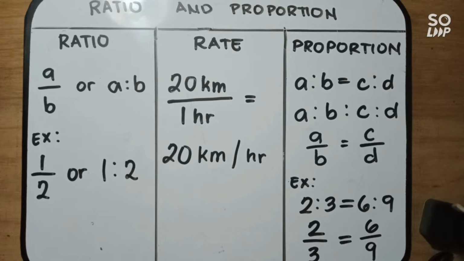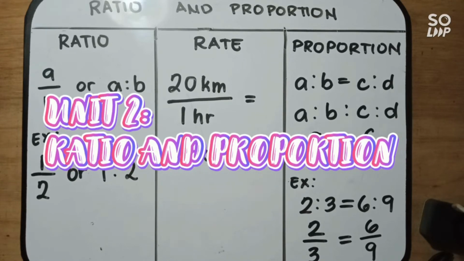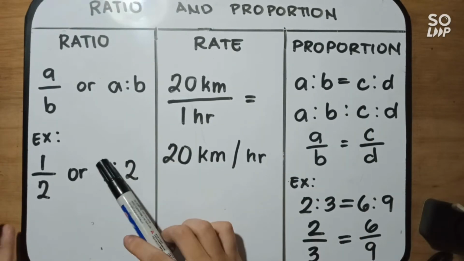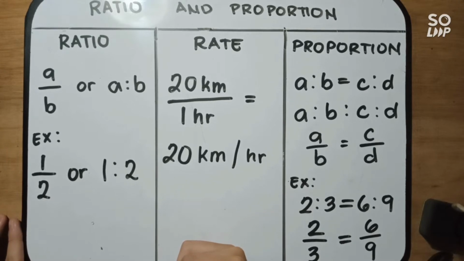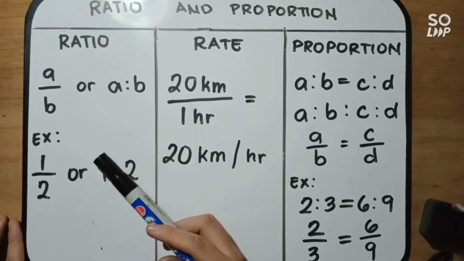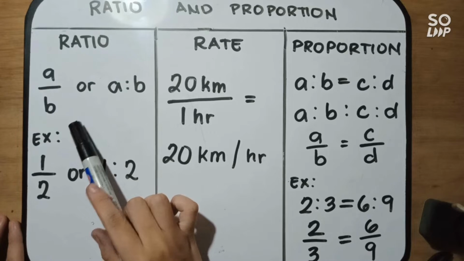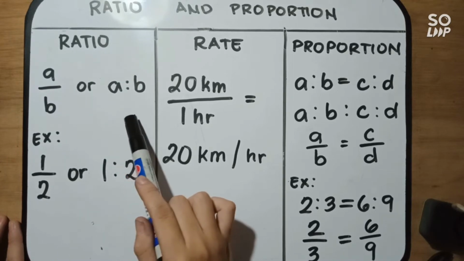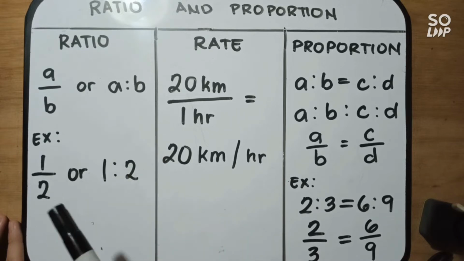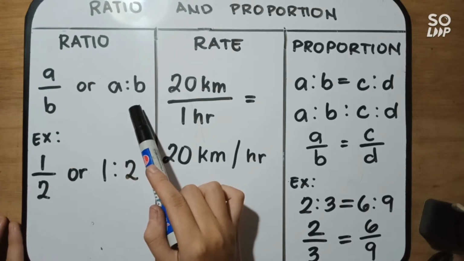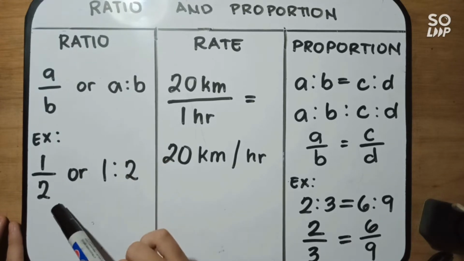Now let's move on to the next lesson, which talks about ratio and proportion. So here, there are what we call the ratio, the rate, and the proportion. A ratio is a comparison or relationship between two or more quantities, assuming that the quantities are A and B. There are two ways of expressing ratio. First, it is expressed in fraction form, and the other one uses the colon symbol, which is read as "is to". So the ratio of A and B is A over B, or A is to B. An example of ratio is 1/2 or 1:2.